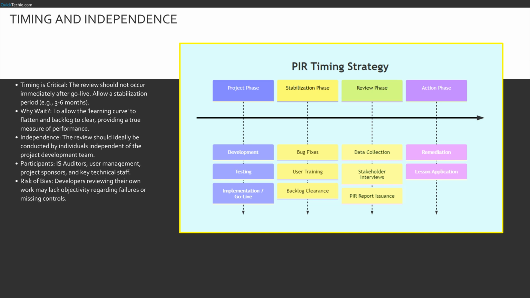This timeline illustrates the correct sequencing. We see the project phase ending at go live. We then enter the critical stabilization phase. Note that the review phase, the PIR, does not overlap with go live. It happens distinctively later, after data collection and interviews are possible based on actual usage. This leads into the action phase, where we fix what we found. If you merge review into go live, your data will be skewed by startup noise.